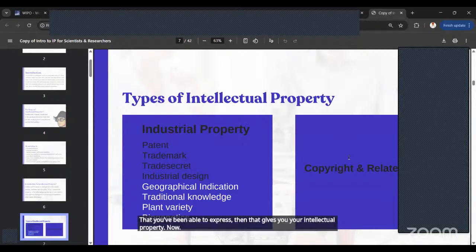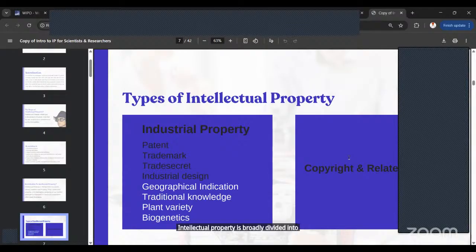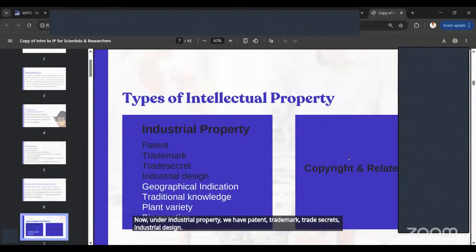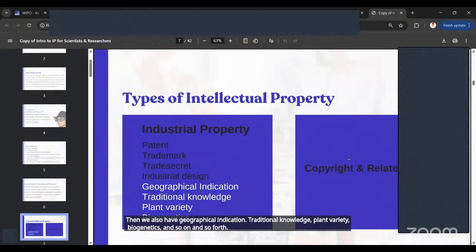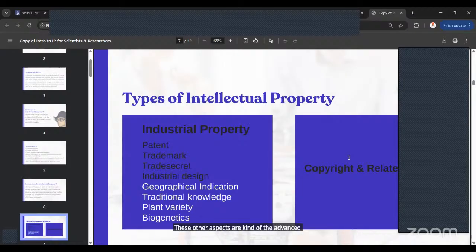Now, how then do you protect intellectual property? Before we look at protection of IP, let's look at what the types of intellectual property are. Intellectual property is broadly divided into two. We have industrial property and we have copyright and related rights. Under industrial property, we have patent, trademark, trade secret, industrial design. These are the basic types of IP that people talk about most times. Then we also have geographical indication, traditional knowledge, plant variety, biogenetics, and so on. These other aspects are the more advanced part of IP that is not talked about as much.